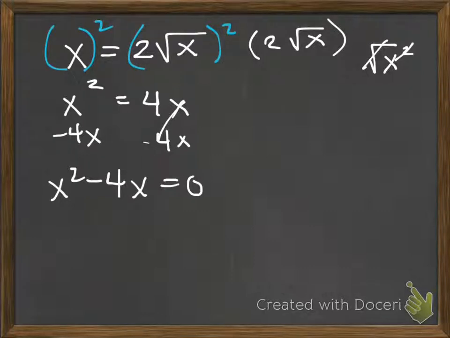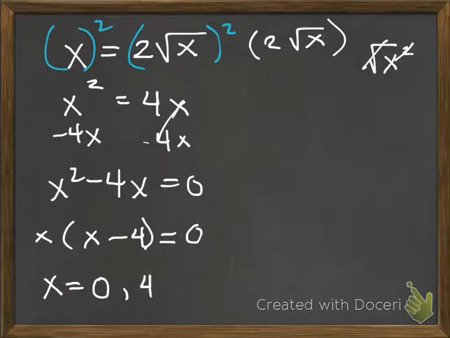And I can't really factor here, but I could take out a GCF, and my GCF is x, and I'm left with an x minus 4. So from this, we're going to obtain that my two answers are 0 and a positive 4. But again, now we need to do the check, and we need to determine which answer works and which one does not. So we need to figure out the actual solution to the problem.